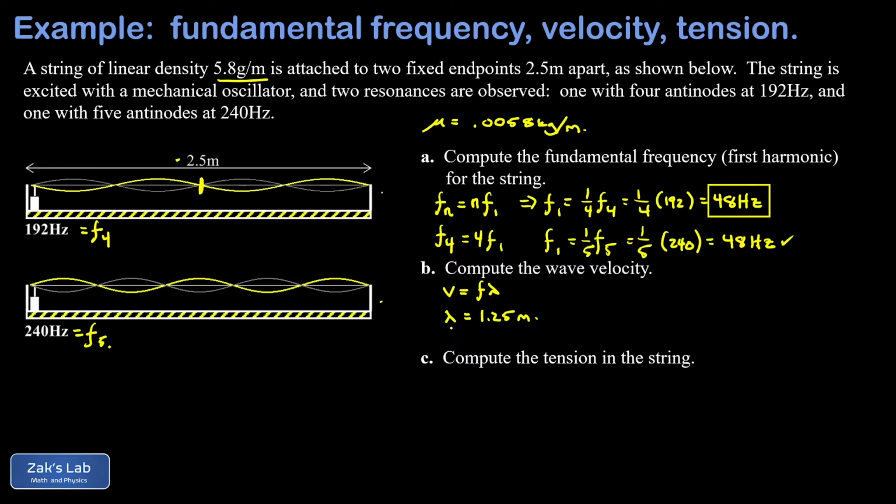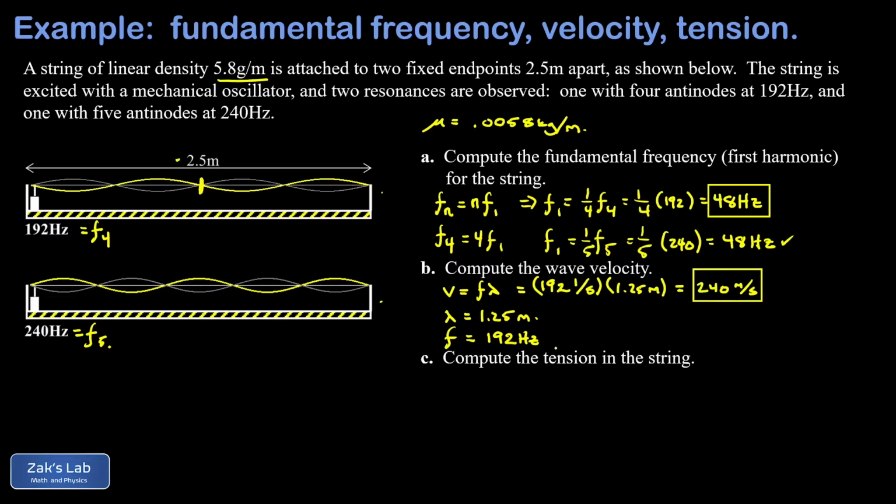The frequency that gave me that wavelength was 192 hertz. So I plug into the wave speed formula, and I have 192 hertz. And remember here, if you're curious about the units, that a hertz has units of 1/seconds, oscillations per second. And I multiply that by my wavelength of 1.25 meters, and I see that I get units of meters per second. So this gives me a wave speed of 240 meters per second.